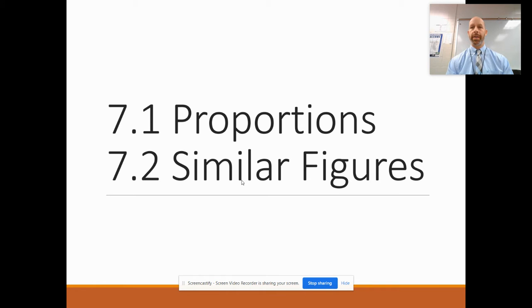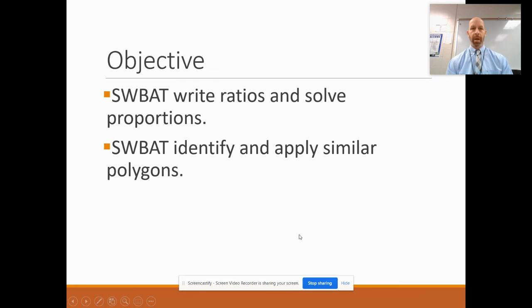Chapter 7 is on similar figures, and we are going to look today at Section 7.1 and 7.2. 7.1 is on proportions, and 7.2 is on similar figures. So our objective here is to be able to write ratios and solve proportions. That's going to be for Section 7.1. And in Section 7.2, we want to be able to identify and apply similar polygons.